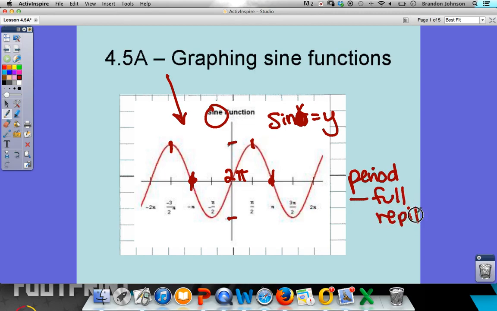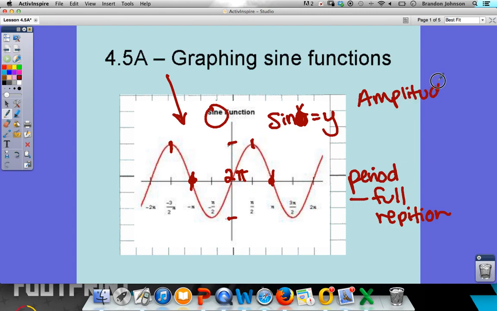That's a very important word. We're going to get to that in just a little bit. But a period is how long it takes to make a full repetition. In a normal graph, sine x equals y, it will take 2 pi to complete a full repetition. Now, another word that you need to know is called amplitude.